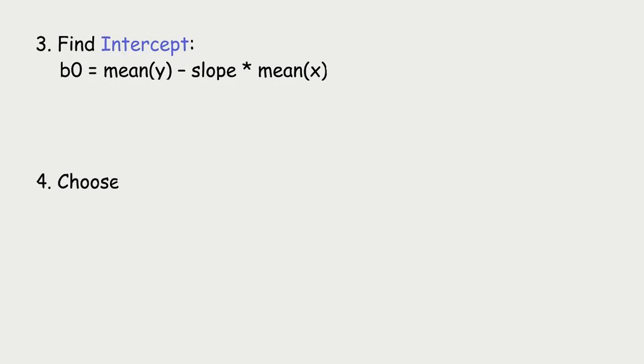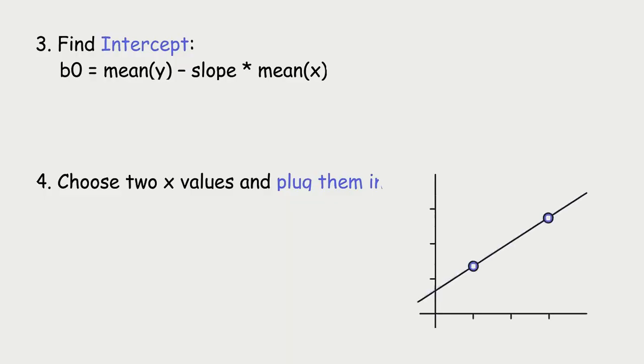Once you have the equation, drawing the line is simple. Choose two x values, often the smallest and largest in the data. Plug them into the equation to get two predicted y values. Plot those 2 points and draw the straight line through them. That is the best fit line.